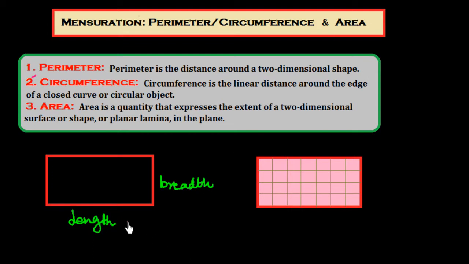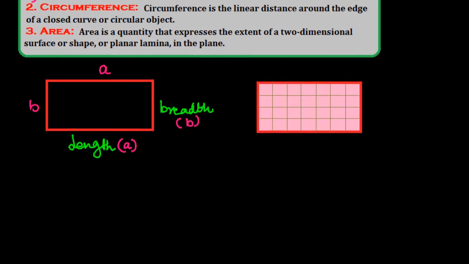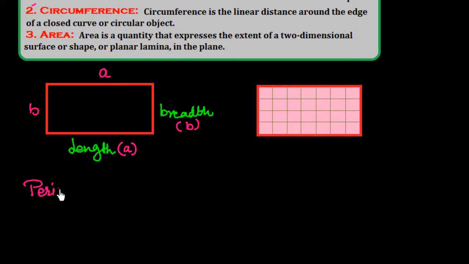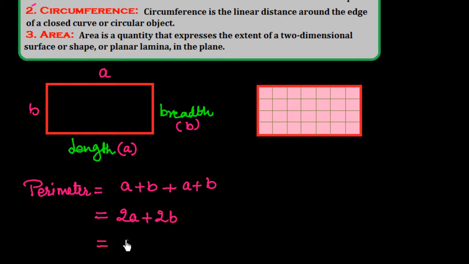If I denote the length by A and the breadth by B, then the distance around this two-dimensional shape would be, this would be A because these are parallel and equal, and this would be B. So the perimeter for this figure is A plus B plus A plus B. So here A plus A gives 2A, and B plus B gives 2B. Taking 2 common, we get 2 times (A plus B). So this is the perimeter.